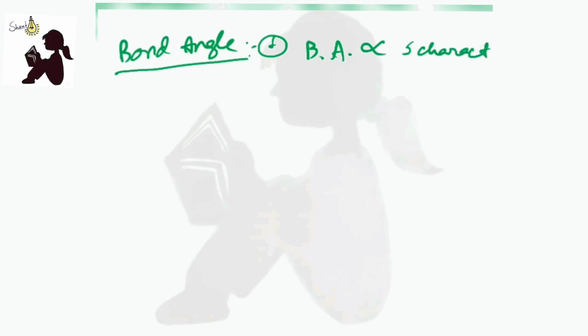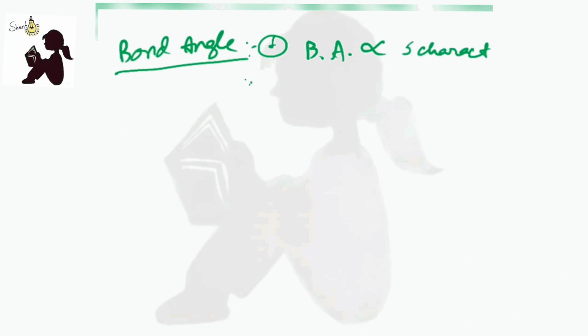Now we are going to discuss bond angle. Okay, basically the factors we decided for bond length will be the opposite for bond angle. So let's see what the factors it depends on. First is with the increase in the S character in a molecule, the bond angle increases. That means bond angle BA is directly proportional to the S character.